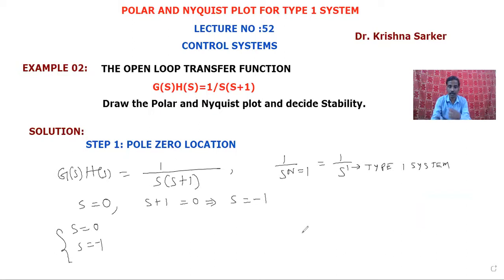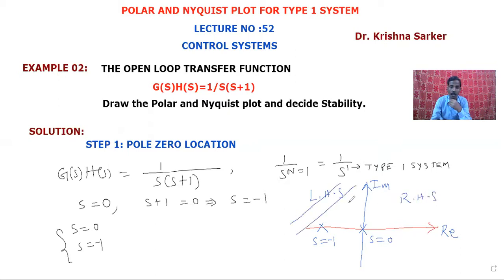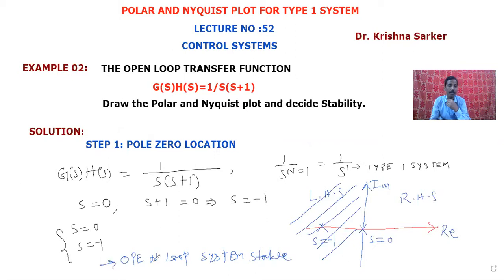Suppose this is the real axis and this is the imaginary axis. The pole locations are s equals 0 and s equals minus 1. This is the left hand side and this is the right hand side. In this case, all the poles are on the left hand side of the S-plane. That's why the open loop system is stable. So first point, pole-zero location: all the poles are in the left hand side of the S-plane, so the open loop system is stable.